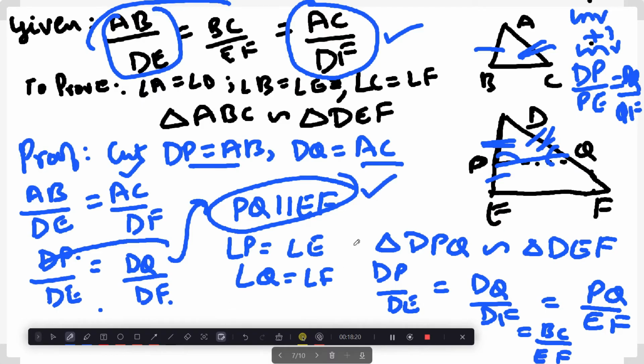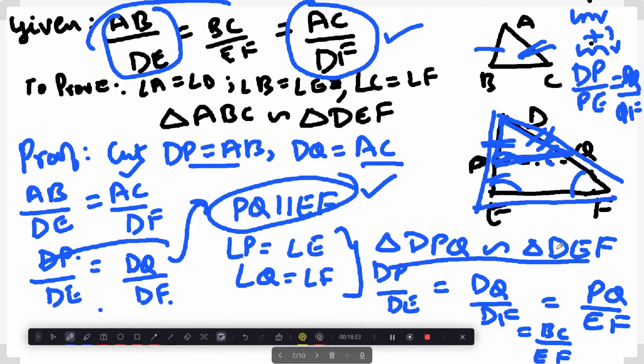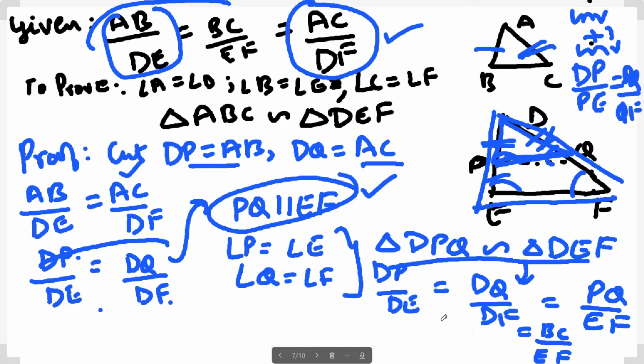So as soon as it becomes parallel, we know that this angle is equal to this angle, and this angle is equal to this angle, which I have specified. That means the small triangle DPQ is similar to the bigger triangle DEF. Now, if it is similar, then the corresponding sides are proportional, which is DP by DE equal to DQ by DF equal to PQ by EF.